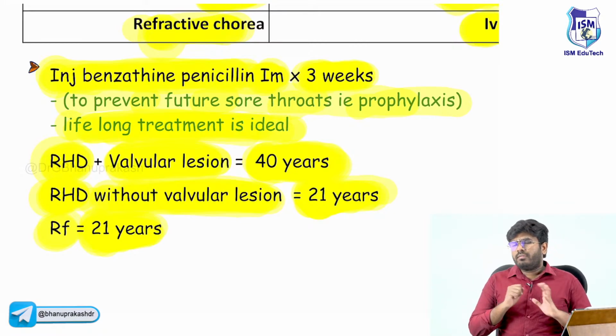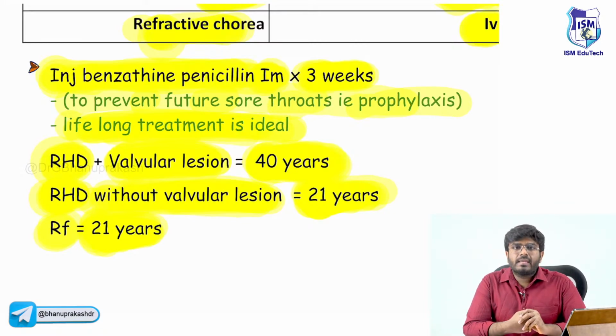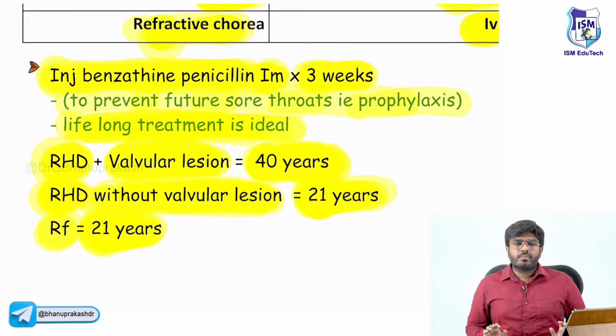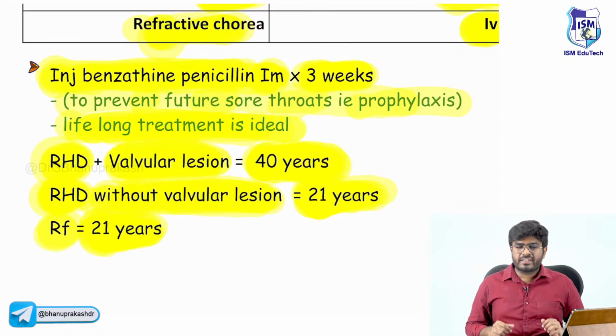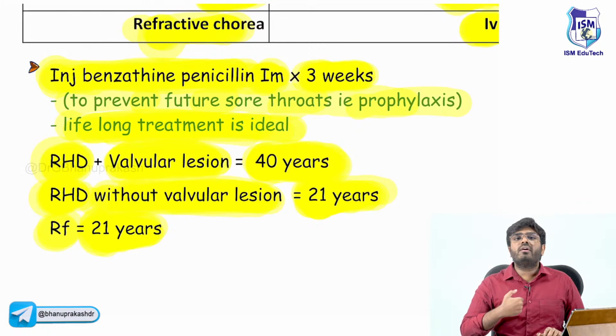In one of the exams, this question was asked. Imagine I am the child, sir. I came to you, I am a 10-year-old child. Right now I have rheumatic heart disease, sir, my heart is affected. Now, what do you have to give? You have to prevent the future attacks. IM benzathine penicillin, lifelong you have to give me, or at least 40 years you have to give me.